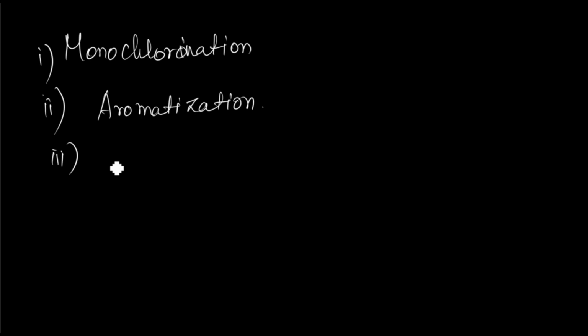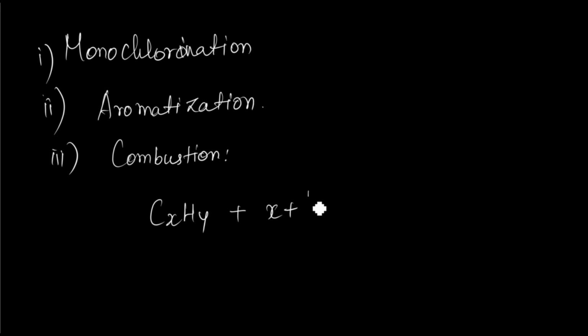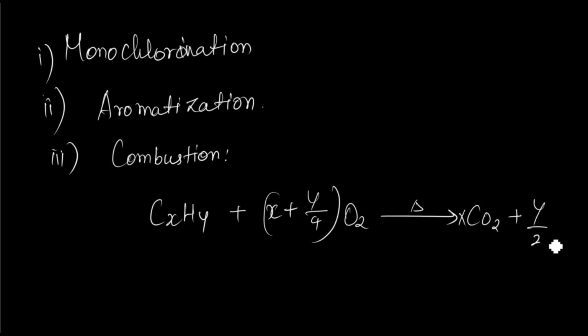And the third checkpoint is combustion. You can look under the general formula of combustion. You know, right? The general formula is CxHy plus (x + y/4) O2. Upon combustion, it will give you xCO2 plus y/2 H2O. The next thing we are going to see is alkenes.